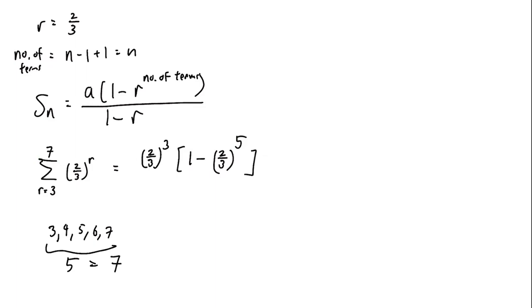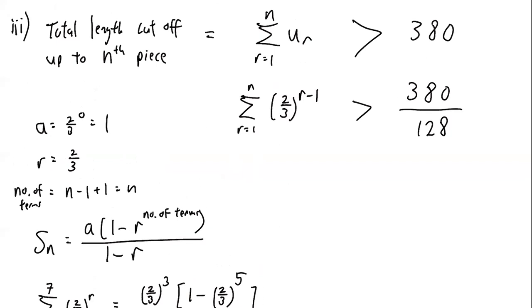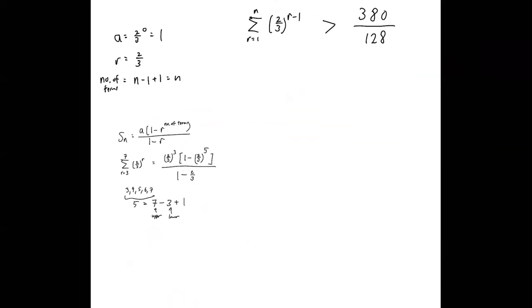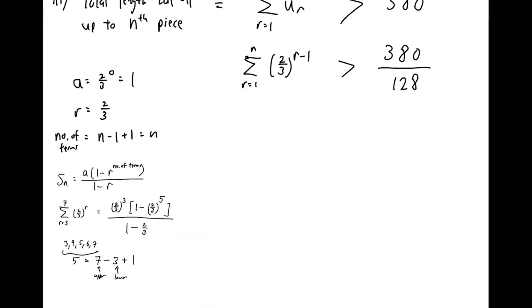It's the upper limit minus the lower limit plus 1. Upper, lower, then you plus 1. Then all divided by 1 minus the common ratio. Okay, that's how you use the geometric series formula. Okay, moving on to the actual question. So moving back to the actual question, we can now use the formula.